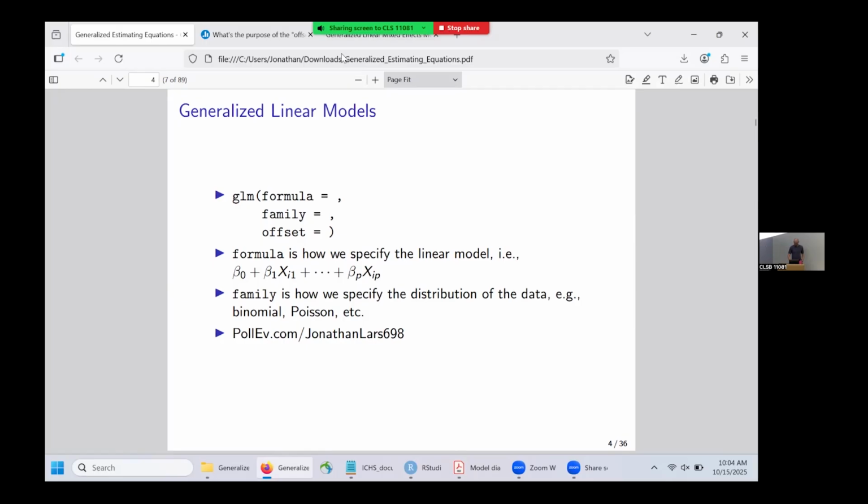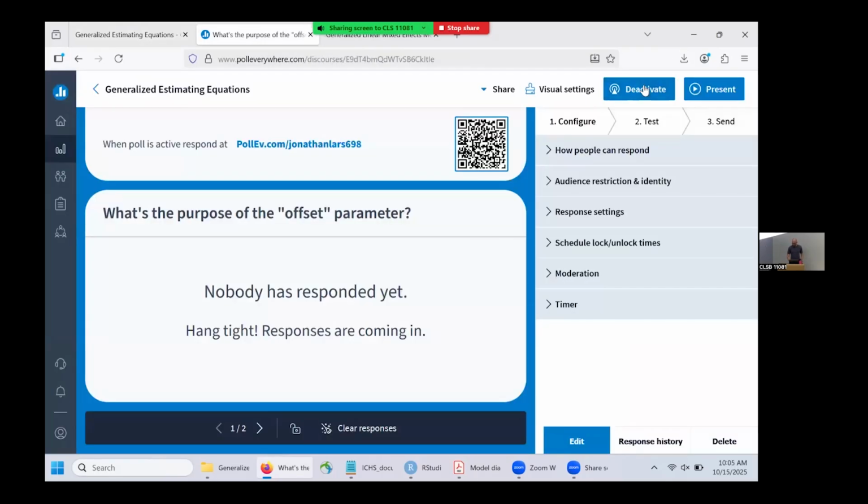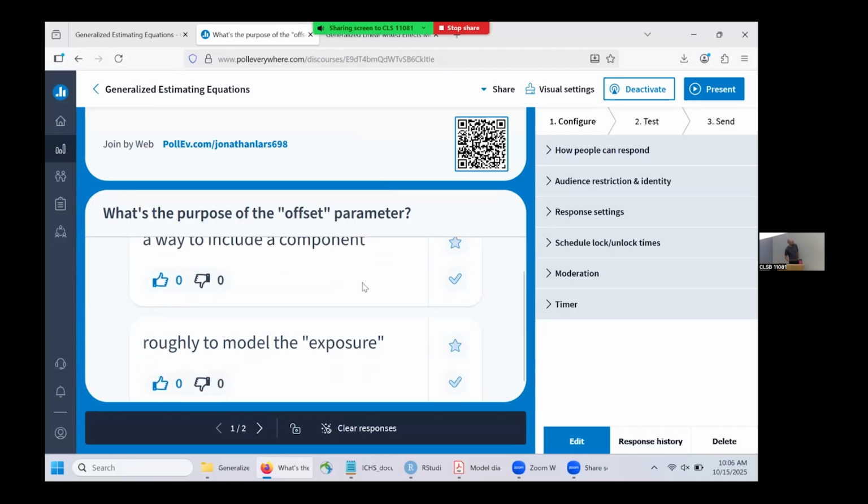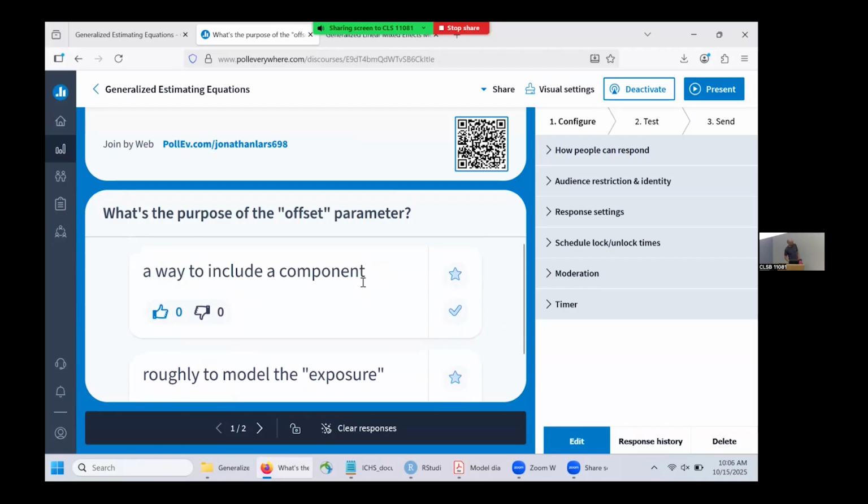What about offset? If you navigate to Poll Everywhere, I'll activate this first question. What is the purpose of the offset parameter in the GLM function? Why do we have that? Let's see if we get any other responses before addressing them individually. Okay, great. Roughly, to model the exposure, this is excellent. A way to include a component. Okay, great. So yeah, I'm going to address this in very specific terms.